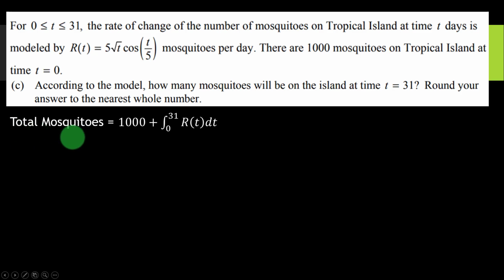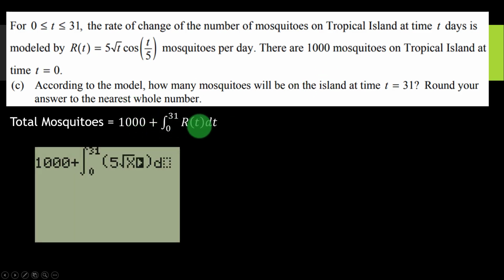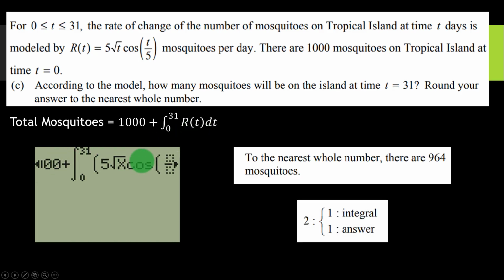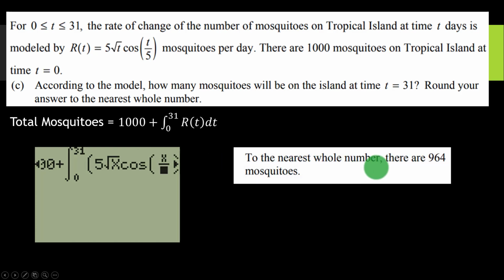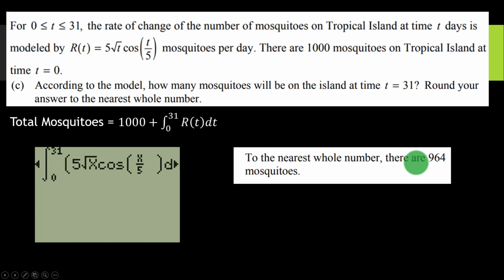So the total amount is the integral of our rate with the initial condition. So 1,000 plus the integral from 0 to 31 of the rate. We put this in the calculator. We should get, to the nearest whole number, there are 964 mosquitoes. So we're going to end up rounding down here. I put it in the calculator and hit enter.